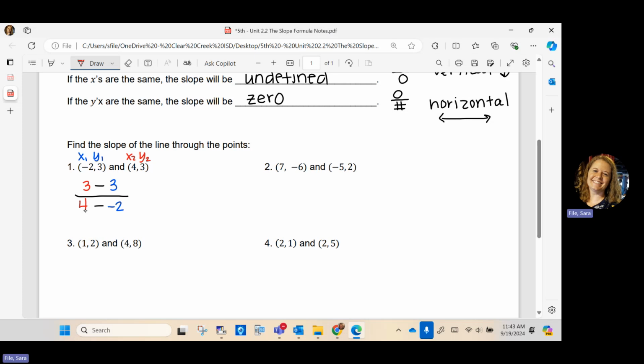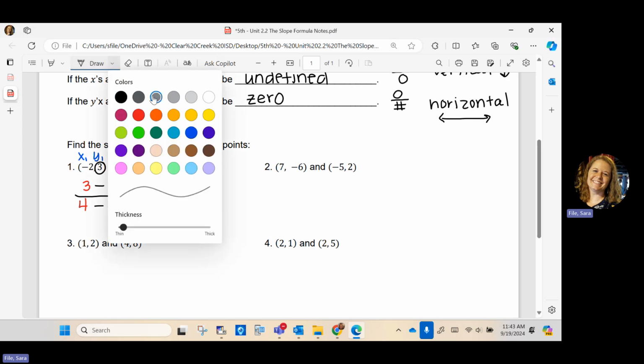So it's the change in Y over the change in X. Okay, well, here we go. The Y's are the same. What did we say was going to happen when the Y's are the same? If you get a 0 on top, your slope is 0. Okay, and remember on bottom, it didn't really matter in this case because we got a 0.